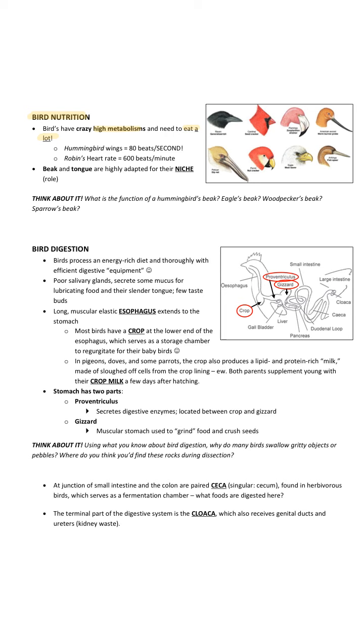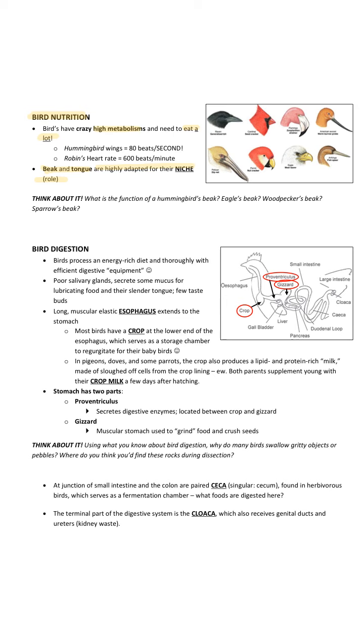Very quickly, a hummingbird, for example, if we look at their metabolism, has the ability to beat its wings 80 beats per second. A robin's heart rate is 600 beats per minute. And remember that their beak and tongue are highly adapted for their niche or their role. It's adapted towards their diet as well.